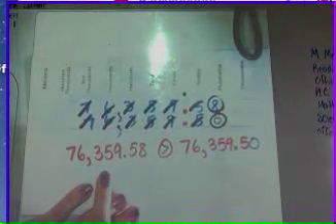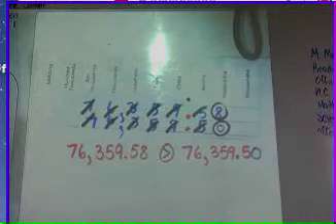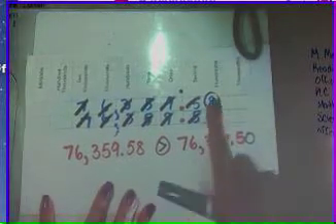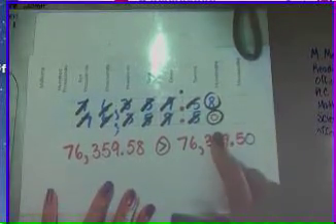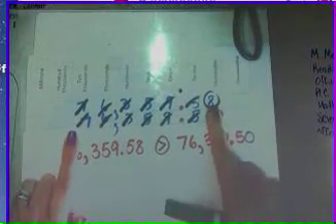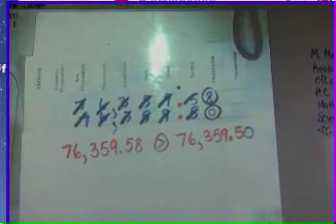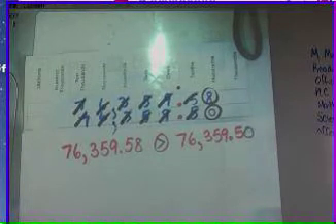Then because of that, your 76,359 and 58/100ths is going to be bigger. So if there is a 0 missing, put it in there. You can put it before, you can put it after, but you can put the 0 in there because the 0's value is nothing in the hundredths. It's just the digit 0.